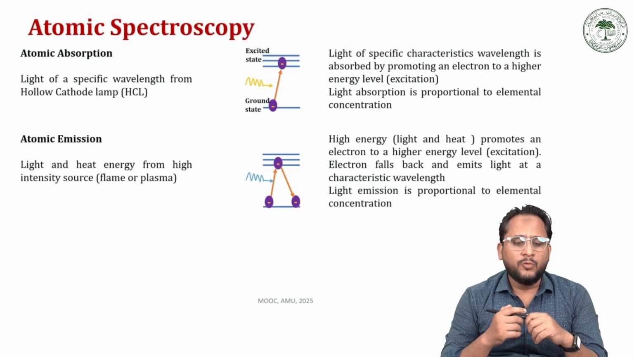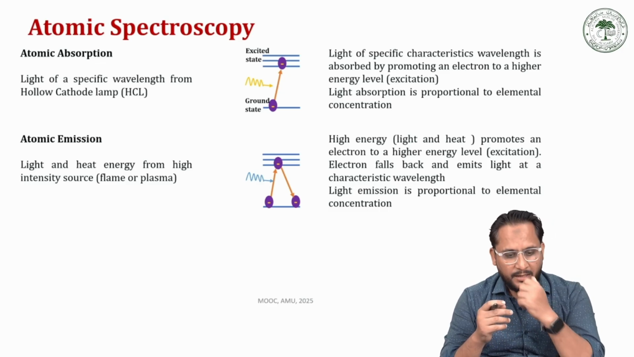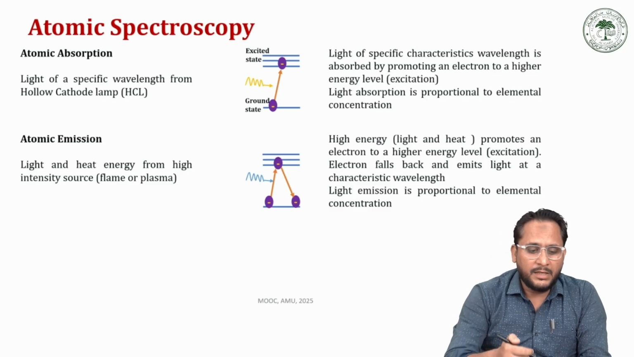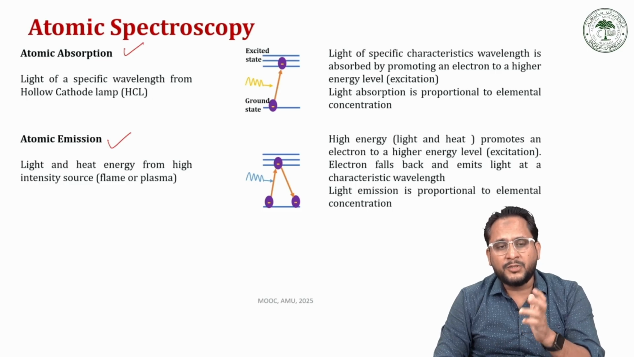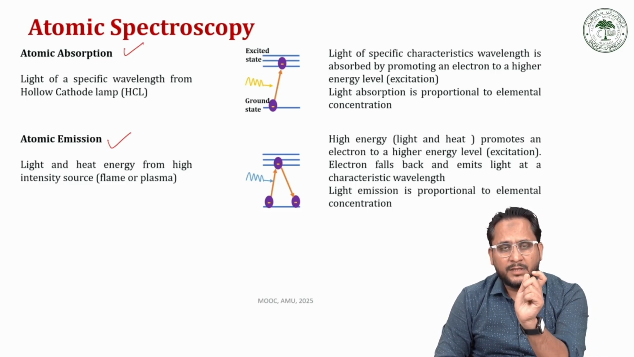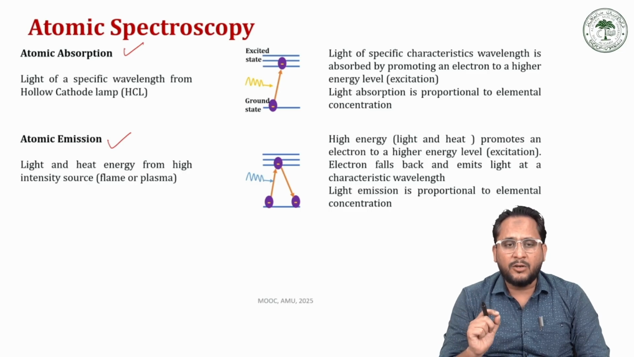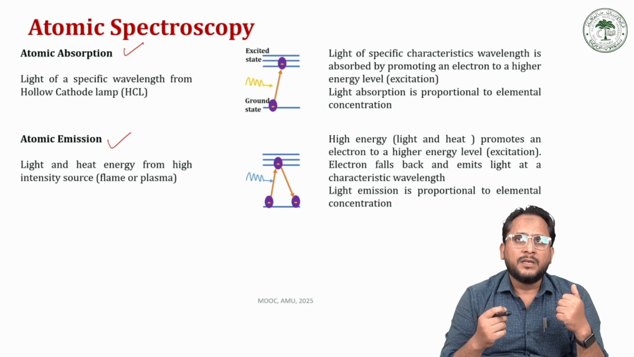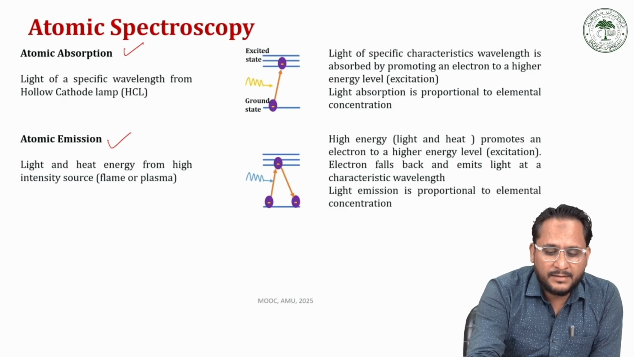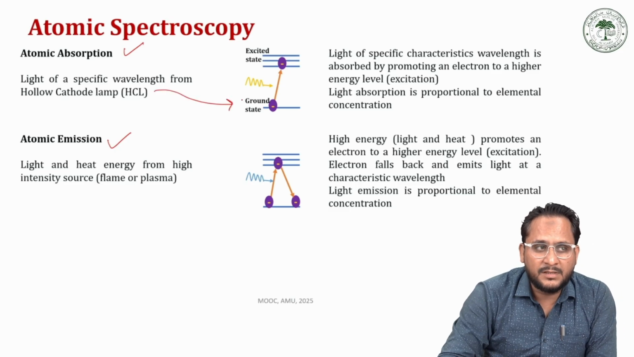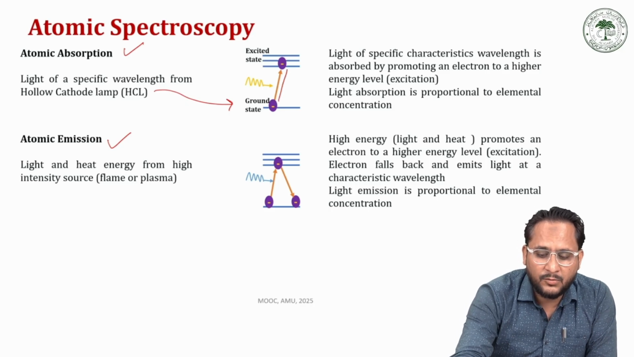Then, just like a concluding remark, atomic spectroscopy is mainly divided into two types: atomic absorption and atomic emission spectroscopy. In atomic absorption spectroscopy, light of a specific wavelength is generated by a light source like a hollow cathode lamp. This light source excites the atoms present in the sample, and its electrons are excited to the higher level.